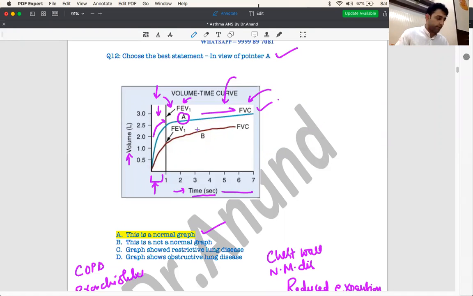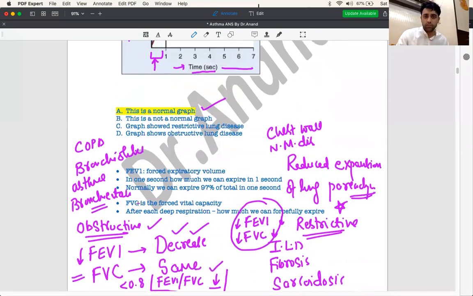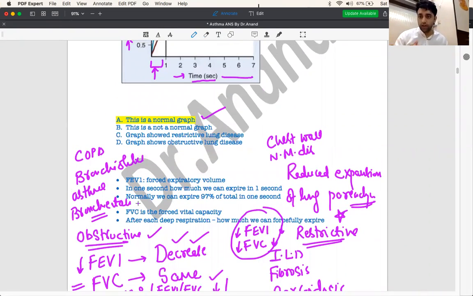It's a normal radiograph. And also, if you want to talk about the graph of obstructive and restrictive lung disease, please remember, in the obstructive lung disease graph, what will happen? See now carefully. So this is the first second. This is the FEV1, and this is the FVC. Yes or no? This is the normal graph which happens.